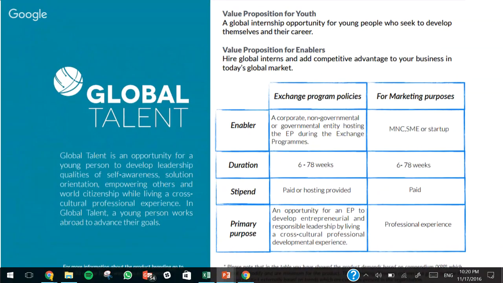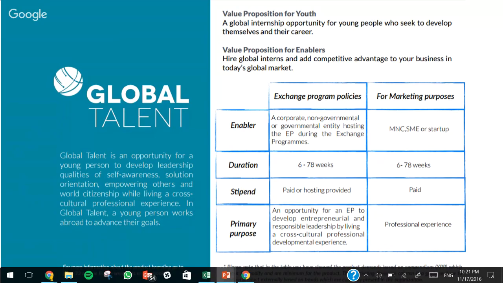Global Talent is the program that's more long-term, right? A long-term cross-cultural professional experience. Basically, a young person works abroad to advance their goals. That is the value proposition for your EPs: they're going on an internship to develop themselves and their career for a long amount of time. oGT sells this, so IGT people out there, you should know this. It's about hiring interns that add a competitive advantage to your business and the marketplace, because we live in a global world and none of us can ignore that. This cross-cultural understanding allows us to do business better.